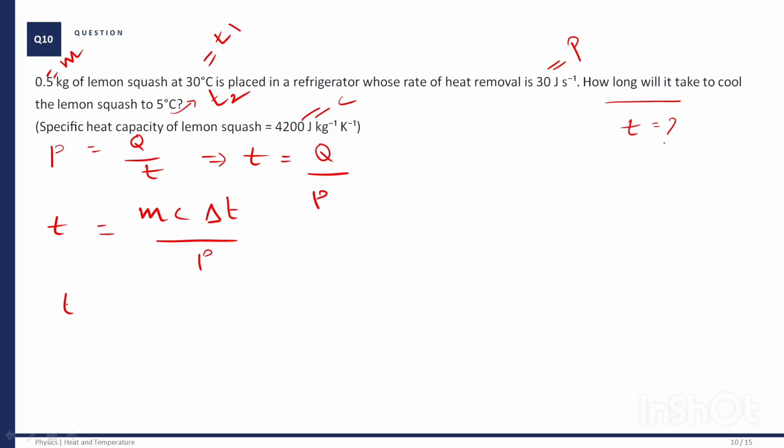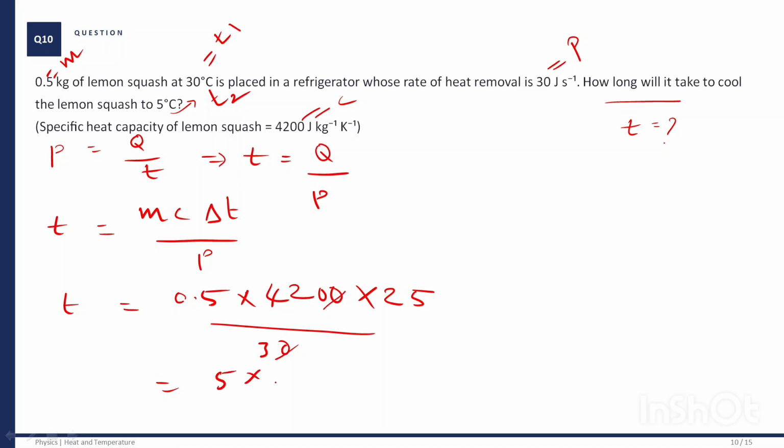Time T equal to mass 0.5 by specific heat 4200 into change in temperature. So 30 minus 5, 25, divide by 30, the power. Yes, 30 it is. Possible for cancellation. The 0, 0 get cancelled. Then what will I get? 5 into 42 into 25 divide by 3.